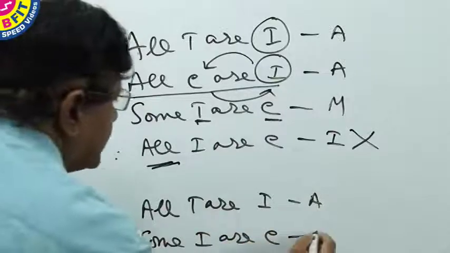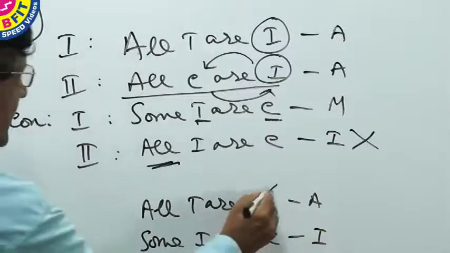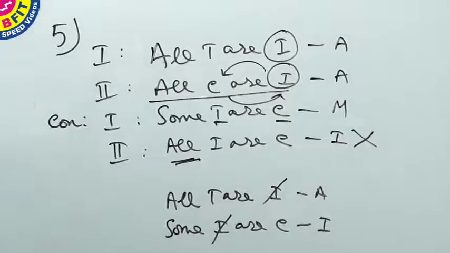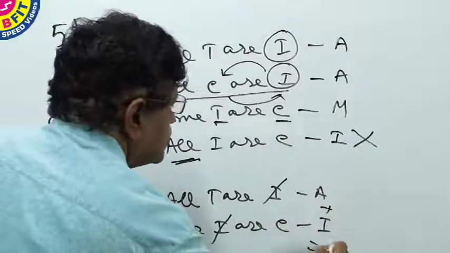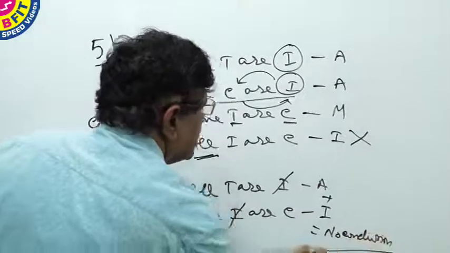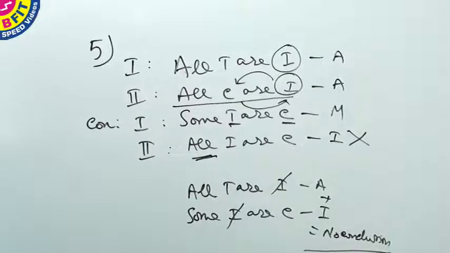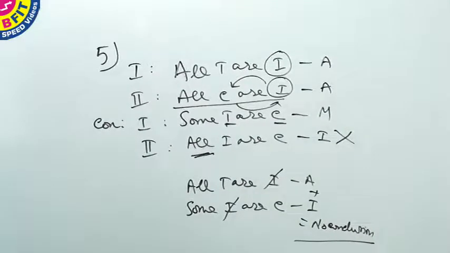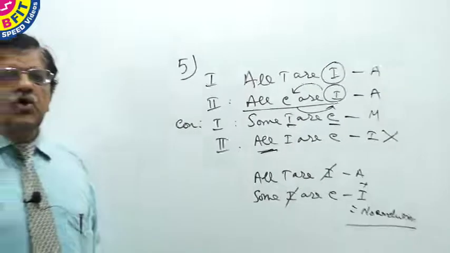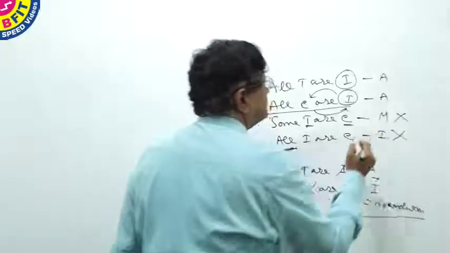Which is an I type statement. So I and I we can cancel. But A plus I, no conclusion. We have already seen only 6 valid mediate inferences are possible as per our mnemonic device. Please remember those mnemonic devices. So A plus I, no valid conclusion is possible. Therefore, this is also false.